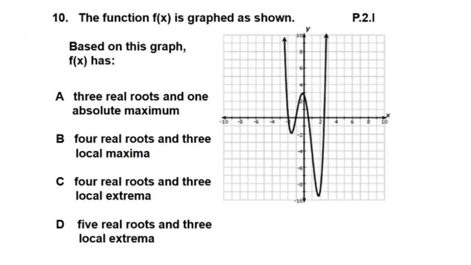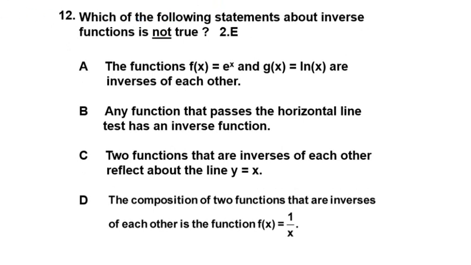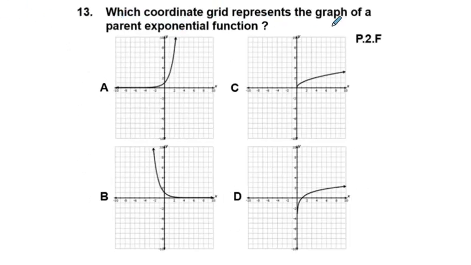Let's go to 13 here. Which coordinate grid represents the graph of a parent exponential function? And this is one of the 13, actually I think we get 15 parent functions of precalculus. Now C is a parent function, but it is a square root function. That is not it. And D is the parent logarithmic function, but A is the parent exponential function.